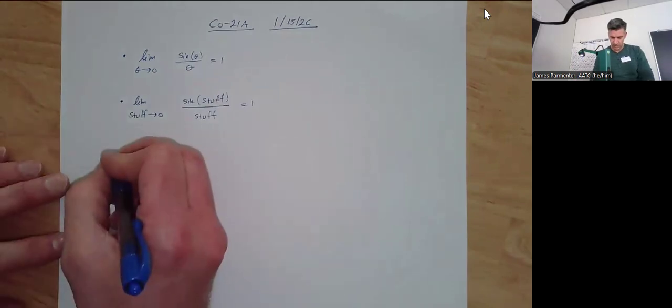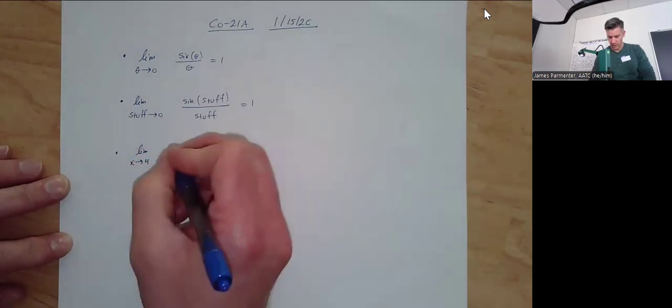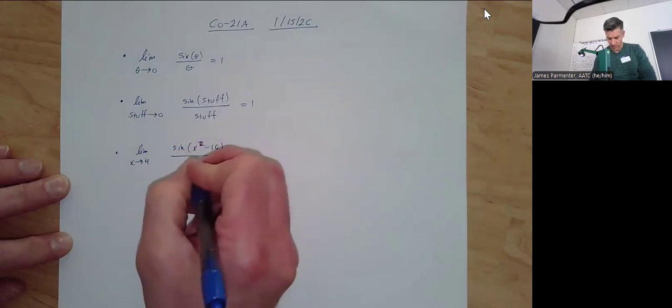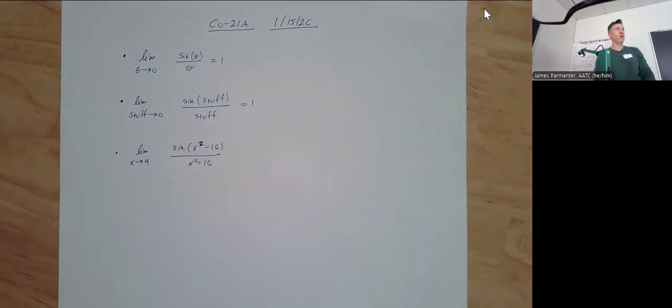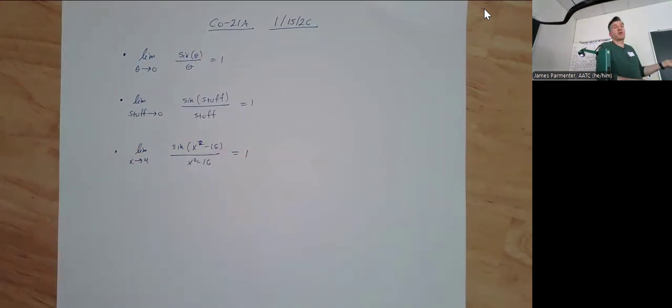So if someone wrote something like the limit as x approaches 4 of sine of x squared minus 16 over x squared minus 16, well, the two requirements are met. The stuff is the same. It's sine of some stuff divided by the same stuff. And importantly, the stuff is getting closer and closer to zero because as x approaches 4, x squared minus 16 is getting closer and closer to zero. So this limit would also be 1. And there's not really any work to show here.